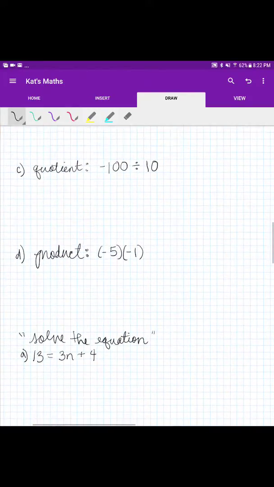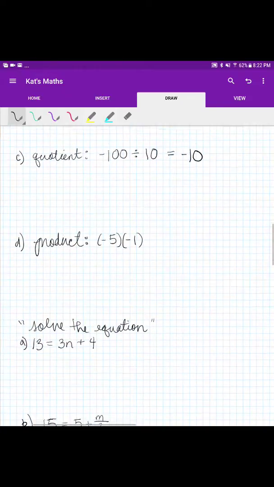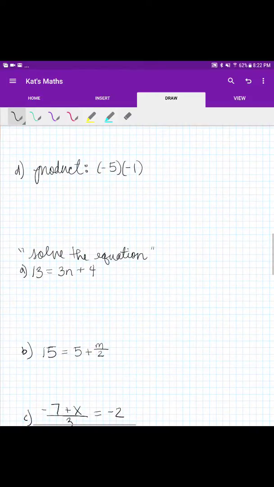A quotient again, you've got a negative divided by a positive. So 10 goes into 100 10 times, and it's negative because you have a negative and a positive. The product, so -5 times -1. Negative times a negative is a positive number.